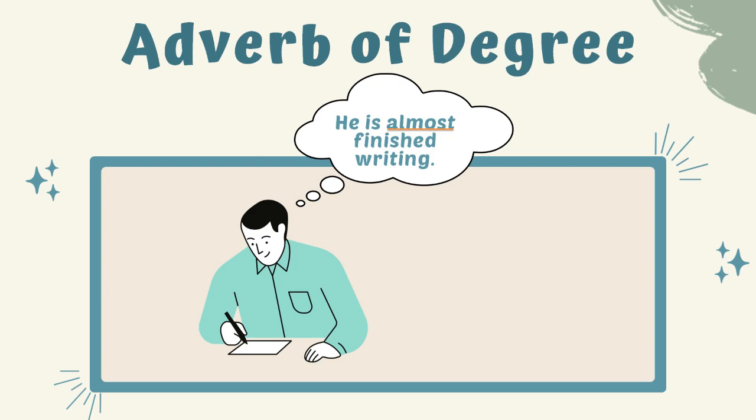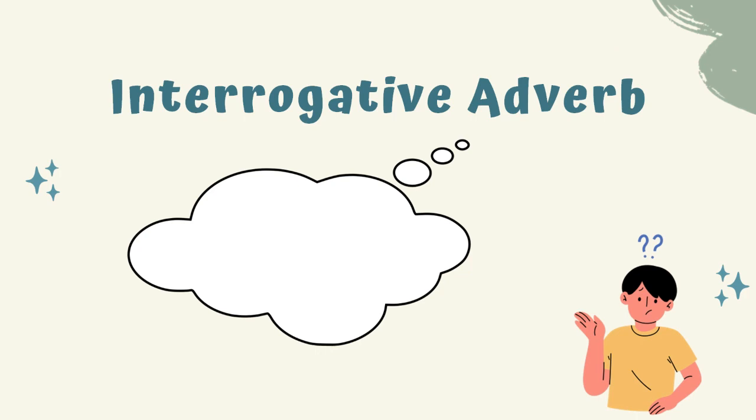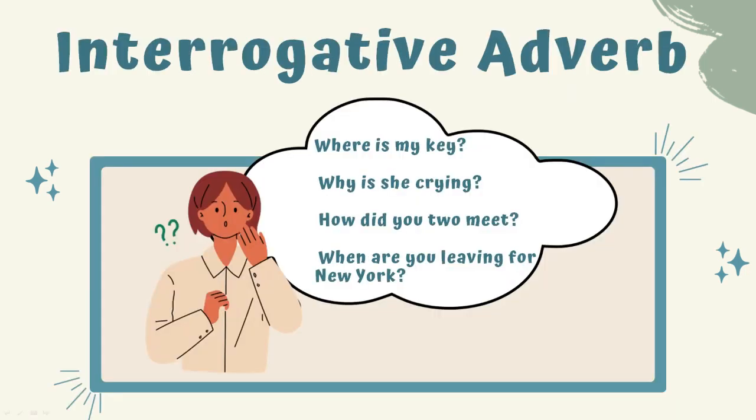Now let's move on to our last kind, which is the interrogative adverb. The interrogative adverb is used to ask questions, and these are how, where, when, and why. Now, interrogative adverbs are different from interrogative adjectives because interrogative adjectives are always followed by nouns, but interrogative adverbs are always followed by verbs.